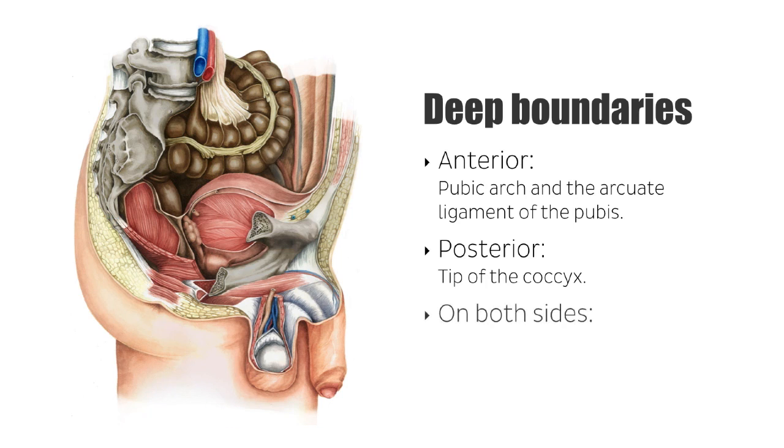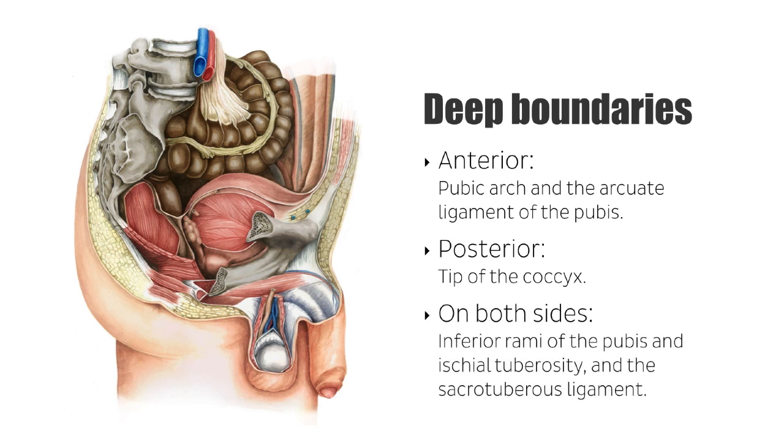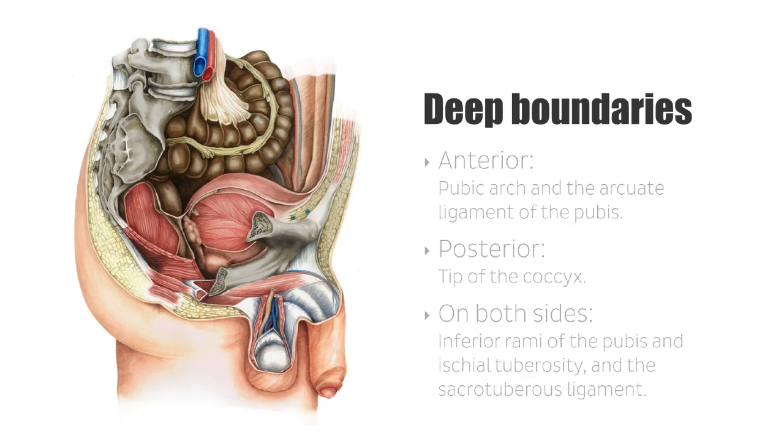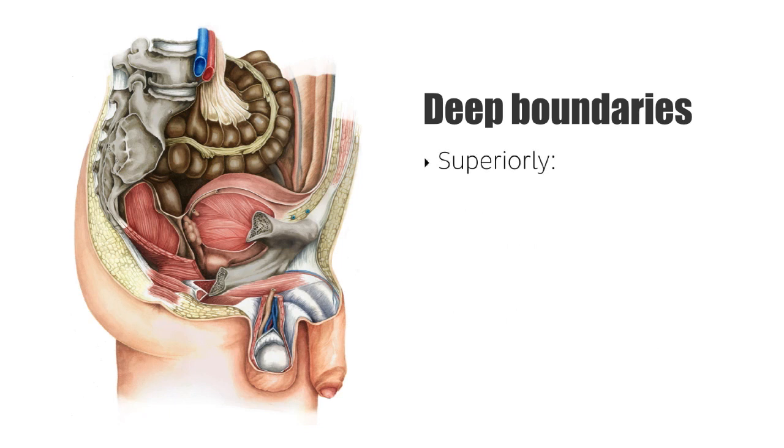And on both sides, we're going to be seeing the inferior rami of the pubis and ischial tuberosity, and also the sacrotuberous ligament. Defining the deep boundaries on a superior level, we're going to be seeing the pelvic floor, like I mentioned before. And inferiorly, you're going to be finding skin and fascia.